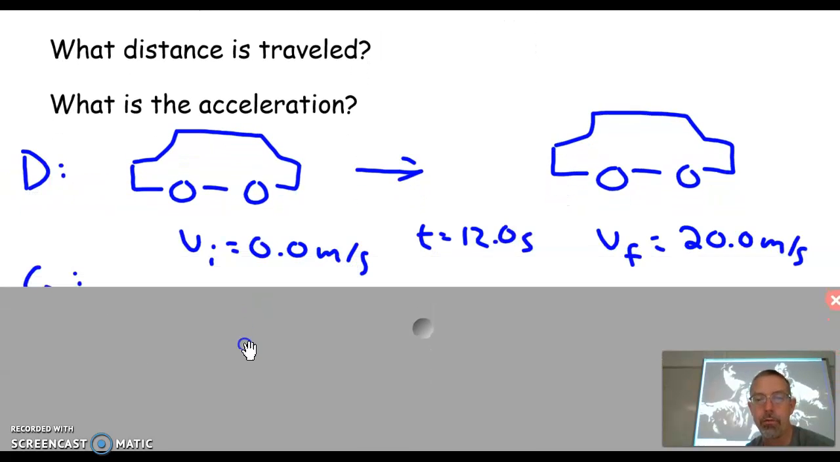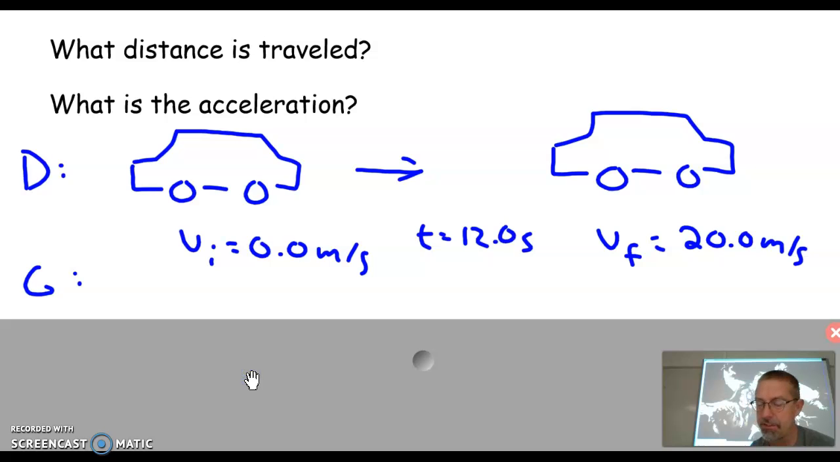So we are going to diagram this situation. We have an initial velocity of 0.0 meters per second here. We have a time of 12 seconds. And we know the final velocity is 20 meters per second. So these values right here actually end up being some of our givens.